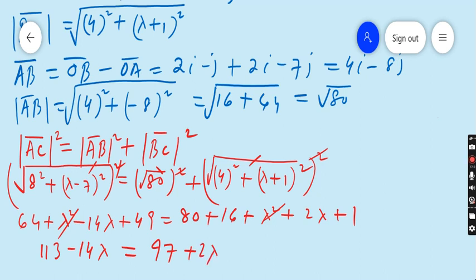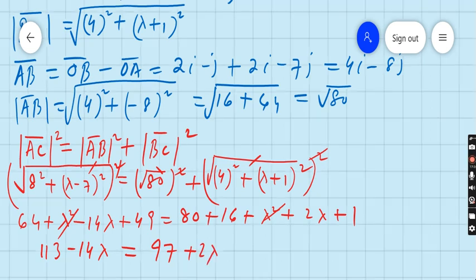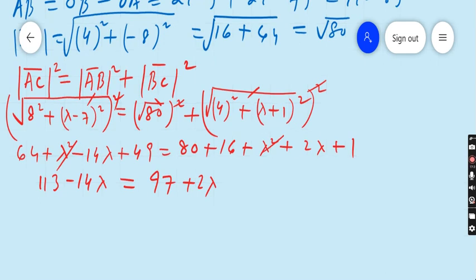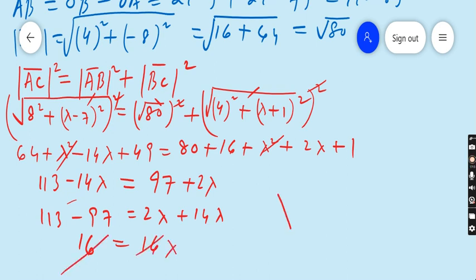Plus 2 lambda. 113 minus 97 is equal to 2 lambda plus 14 lambda. 113 minus 97 is what? 16. 2 lambda plus 14 lambda is 16 lambda. 16 cancelled by 16, hence the value of lambda is 1.